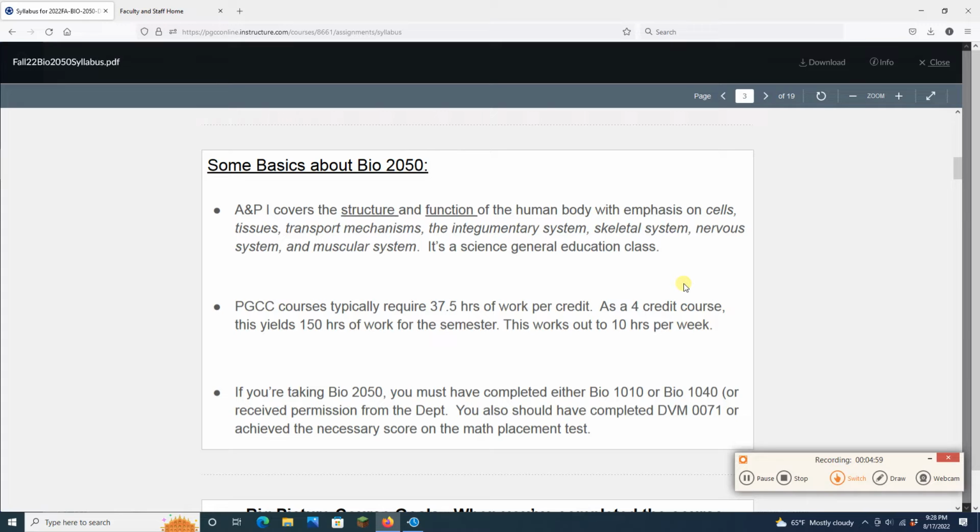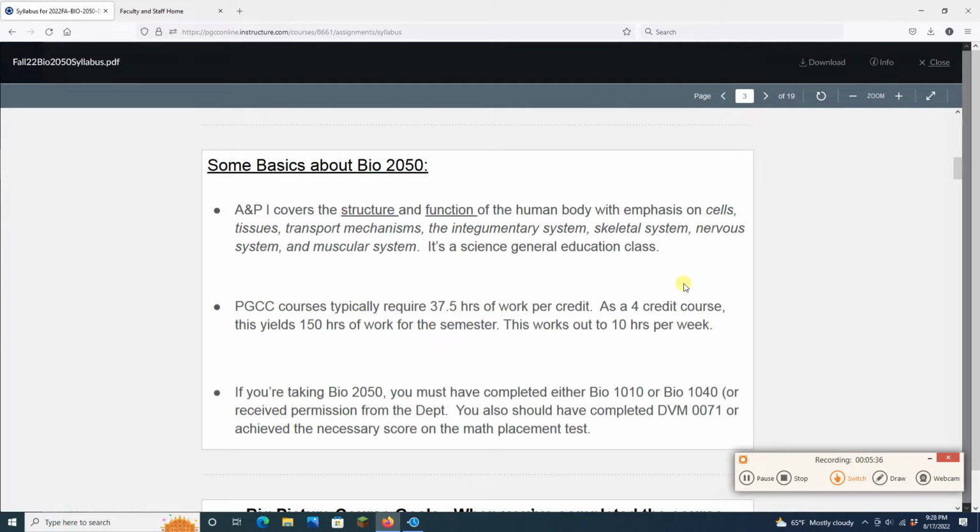This is considered a science general education class. As such, this class is designed so that you spend 37 and a half hours of work per credit. This is a 4-credit course. So the idea is that over the course of the semester, you're going to spend about 150 hours on this class. You might spend more, you might spend less. It's a 15-week semester, so it averages out to 10 hours per week. Again, it depends on the person. Some people do more, some people do less.